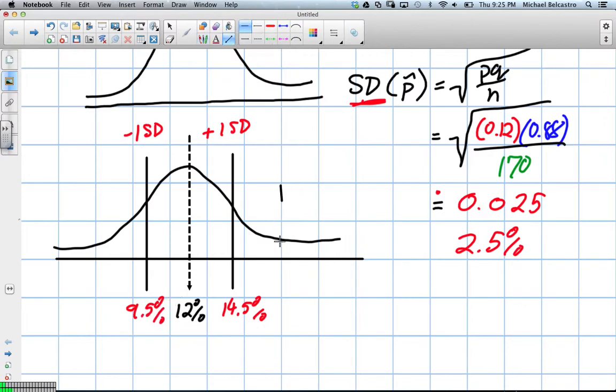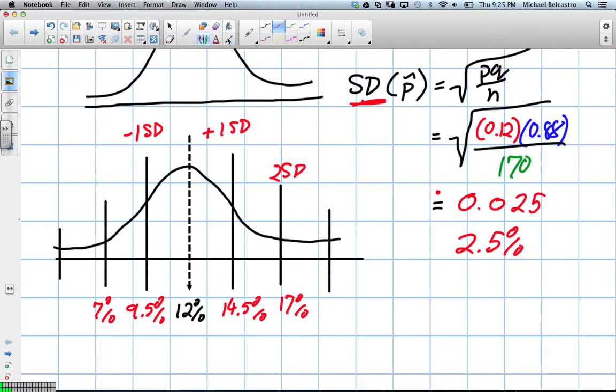Two standard deviations is going to be 17%, or in this case, 7% on the left. And finally, three standard deviations, which we know all the information falls between, is going to be 19.5% and 4.5%. So negative 3 standard deviations, negative 2, plus 2 and plus 3.